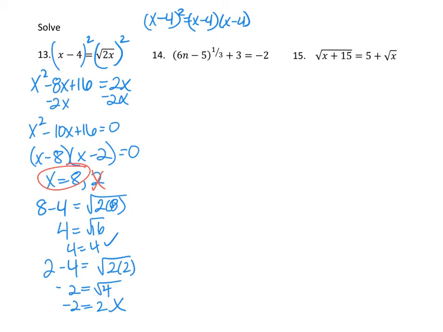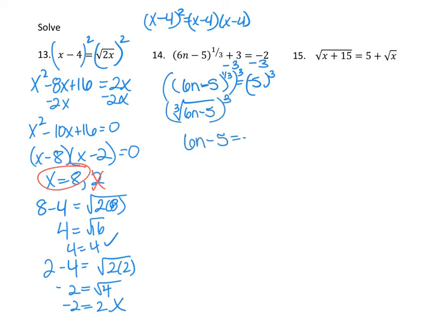Number 14. I want to get my parentheses with the exponent by itself. This is an exponent of 1/3. So I'm going to subtract 3. And I get 6n minus 5 to the 1/3 power equals -5. The opposite of 1/3 power is raising it to the third power, right? Because that's a cube root, really. If you wanted to, you could write that as a cube root of 6n minus 5, and I'd still be raising it to the third power. So I get 6n minus 5 equals -125.